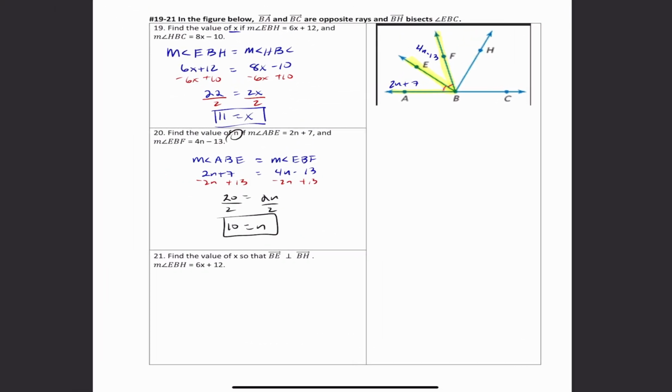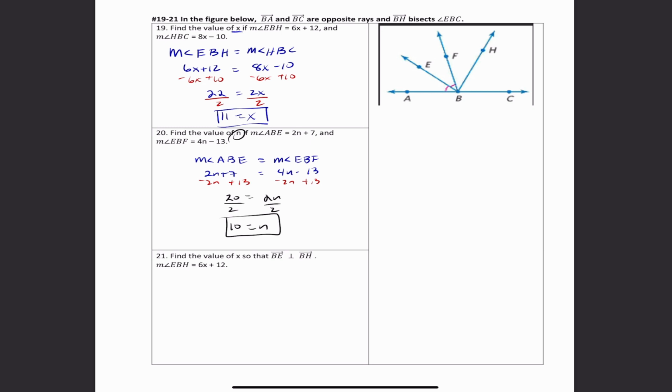Number 21. I'm going to have to zoom out for this one. But number 21 says, find the value of x so that the ray BE is perpendicular. So this thing here means perpendicular. Which means that if something is perpendicular, they intersect at a 90-degree angle. Okay? So again, BE is perpendicular to BH, so I can go ahead and draw that square, and that means that this angle and this angle add up to 90 degrees.